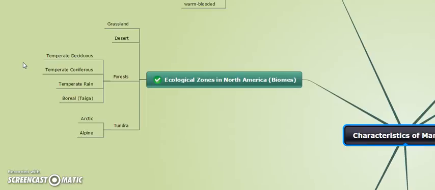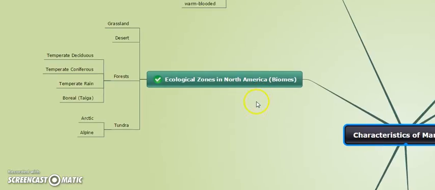You will be asked at various times how a specific animal is adapted, for example, to life in temperate zones or another zone.